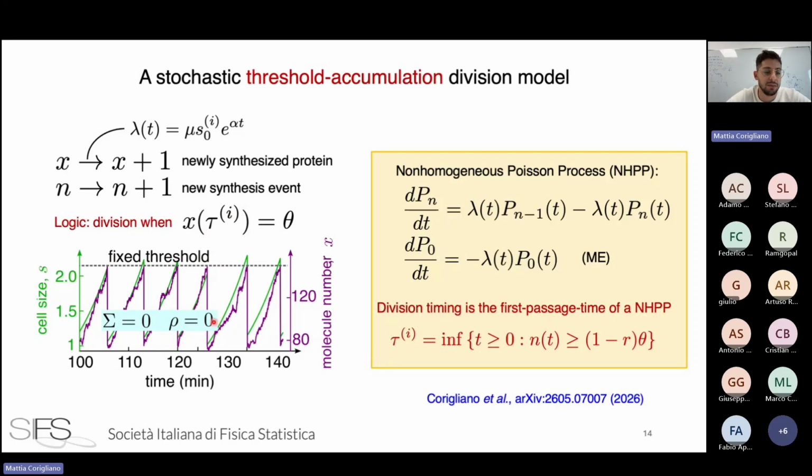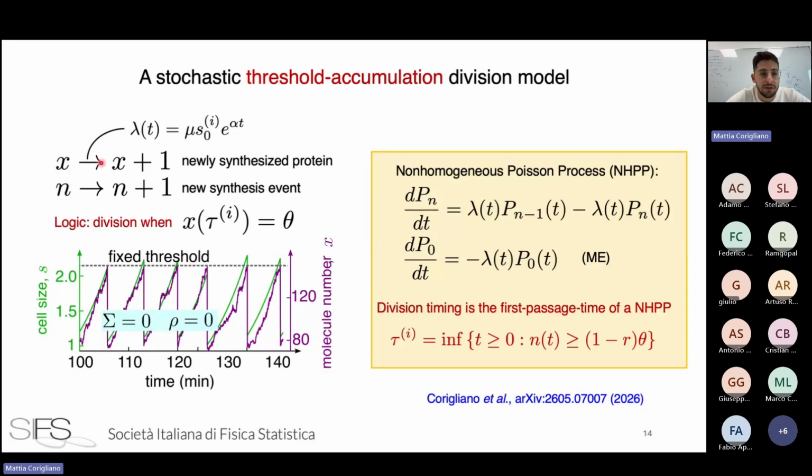So you see here, for example, a simulation of this process. You have a cell that is increasing in size deterministically. And on top of that, you have the accumulation of this molecule. And once the molecule hits the threshold, it divides and the process starts again, and so on.